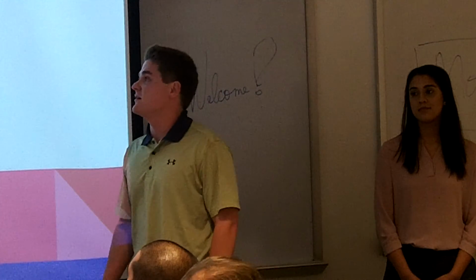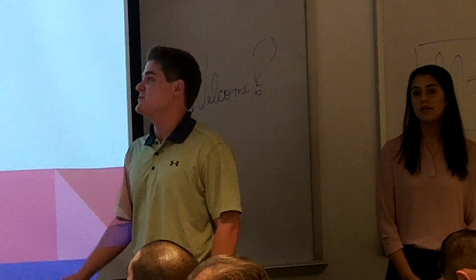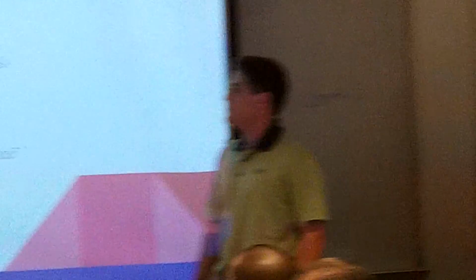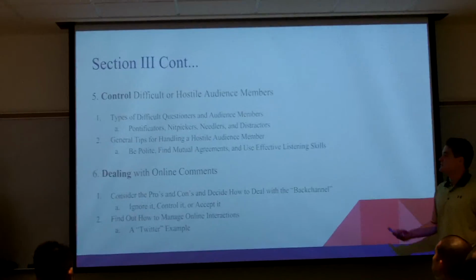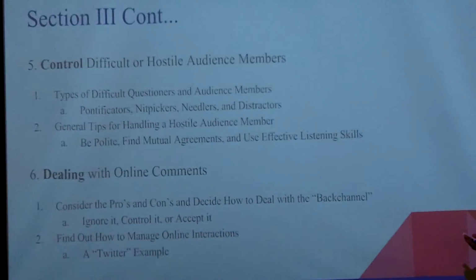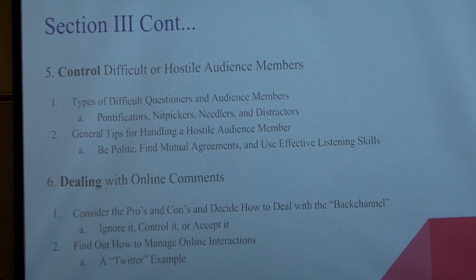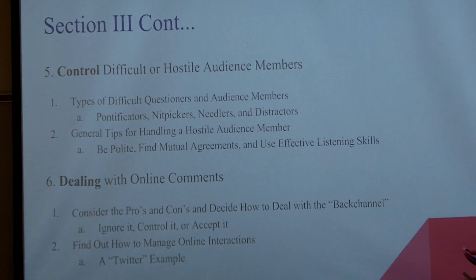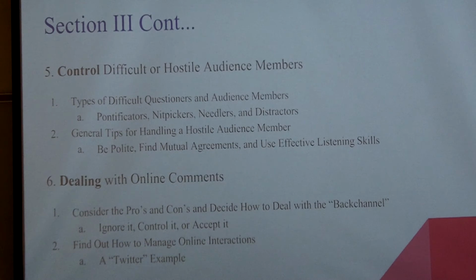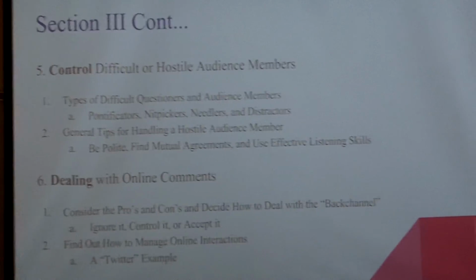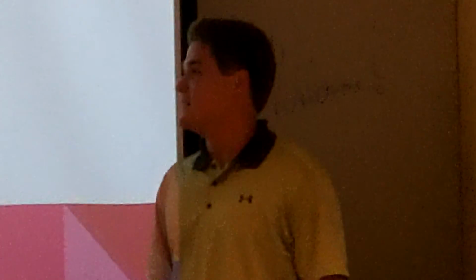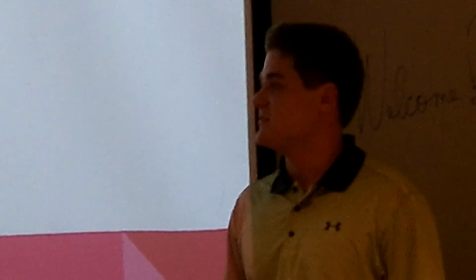The fifth point is to control difficult or hostile audience members. There are four main types of difficult audience members: pontificators, who are people who think they know everything; nitpickers, who just want to pick apart everything you're doing; needlers, who try to use sarcasm and things like that; and distractors, who will just be talking in the corner. That's an example of that. There are a lot of different tips in the book to handle these kinds of audience members, but the three main points are to be polite, find mutual agreements, and use effective listening skills. Those are the three main things to remember when dealing with these types of audience members.